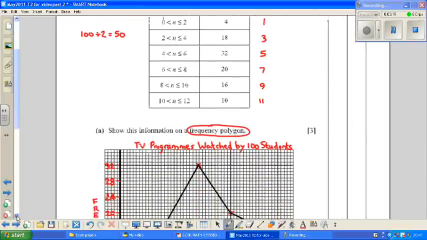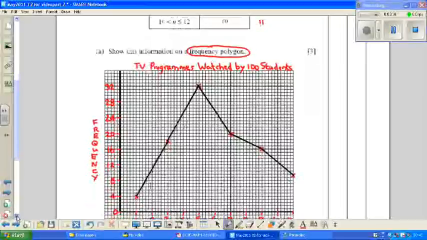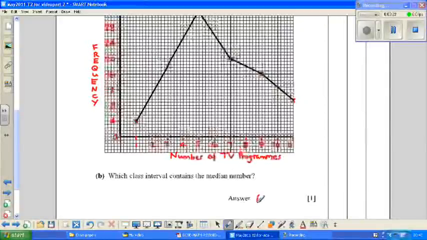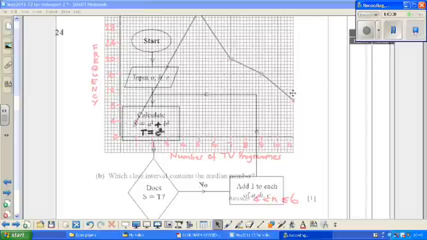So I'm just going to write it 4 less than n is less than or equal to 6. So that's the median number is within that group. The class interval or group is 4 to 6.